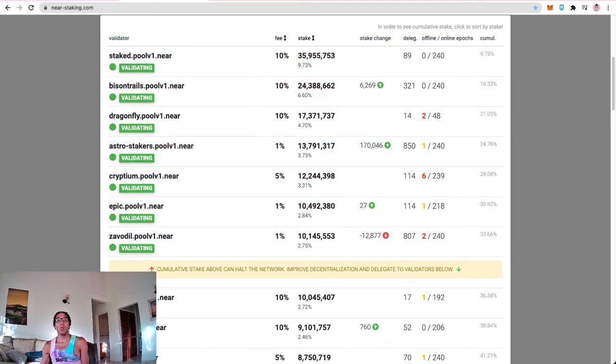So what usually you want to try and do if you want to keep a decentralized network, and decentralized network just means that there's not as much of a central point of failure.